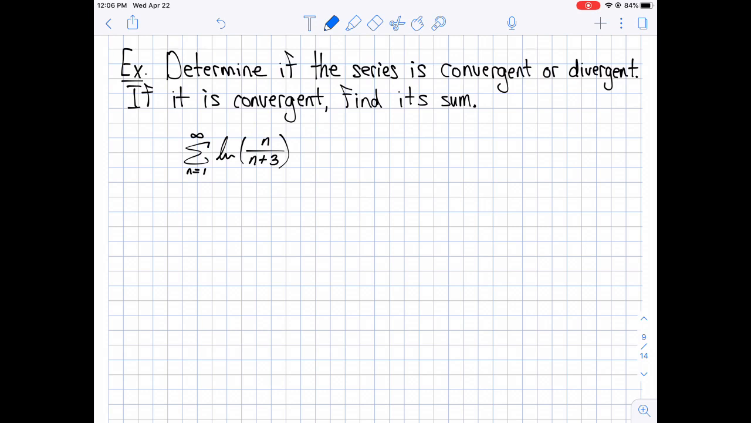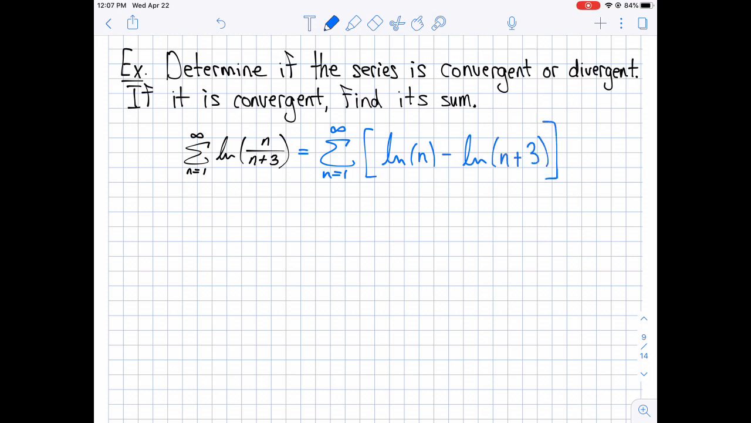And here it is going to be telescoping, but you'll notice it's not going to be partial fractions like we saw in the last one. But we do need to set this up so that we do have sort of a cancellation similar to what we saw in the last one. So here there is something that we can do using properties of logarithms to split this up. We get that on the right hand side we would have the sum starting at 1 of ln of n minus ln of n plus 3.